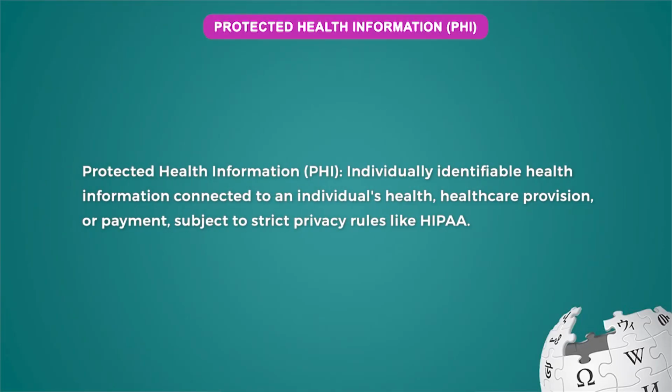So, first I will be talking about the definition of PHI. PHI refers to any individually identifiable health information that is created, received, transmitted or maintained by a covered entity such as healthcare providers, health plans and health clearinghouses, and relates to the past, present and future physical or mental health of an individual, the provision of healthcare services to an individual, or the payment for healthcare services provided to an individual.